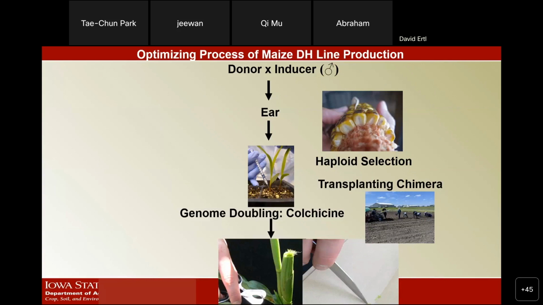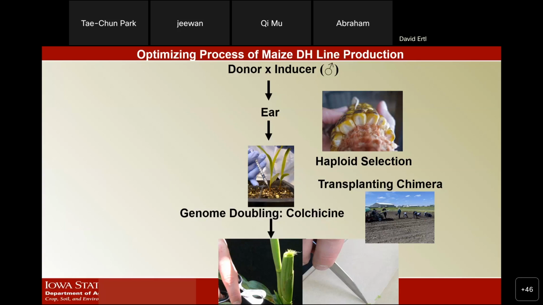It's shown how it works in maize. So in maize, the maternal haploid induction process is used. That means you use a donor as female and the inducer as a male. Haploid lines are extracted from the female, and for that reason, it's maternal haploid induction.